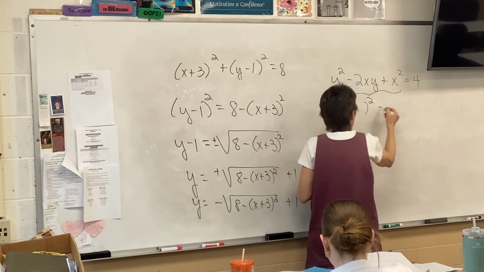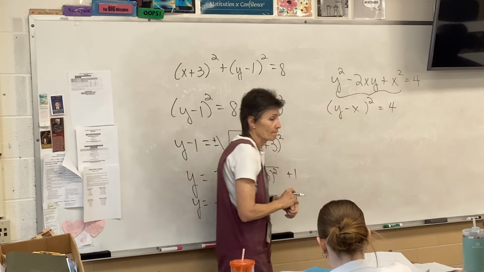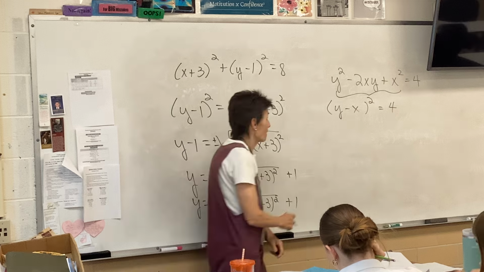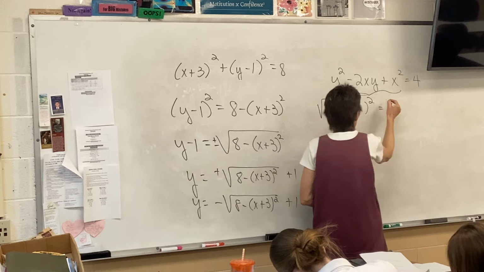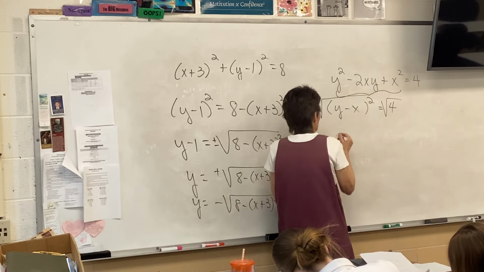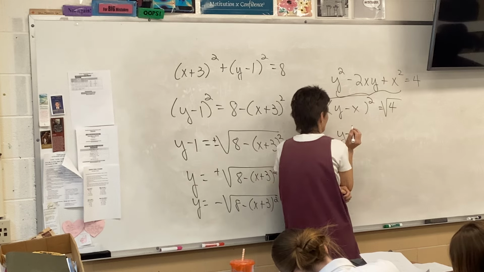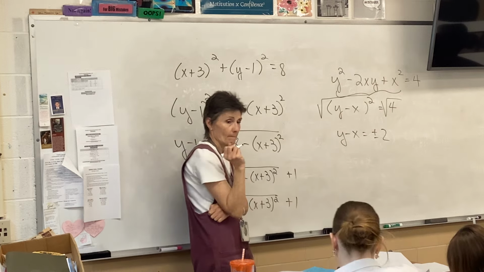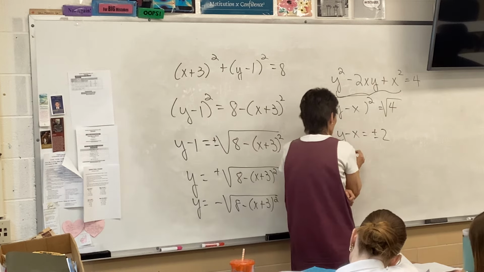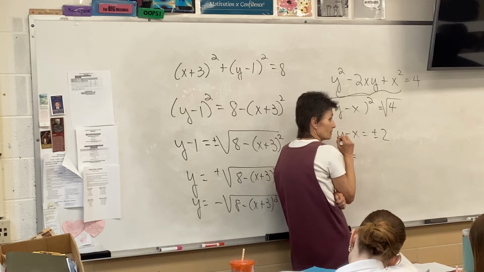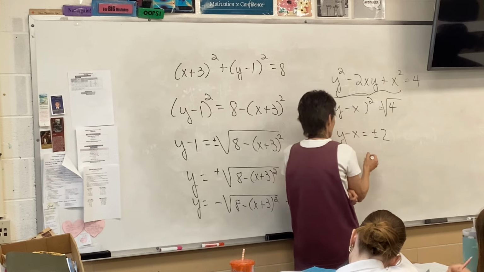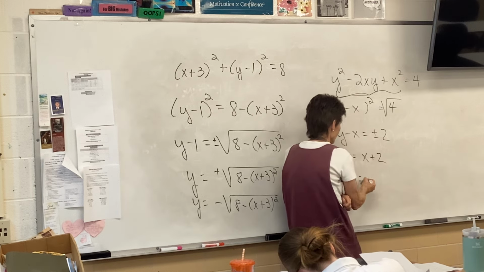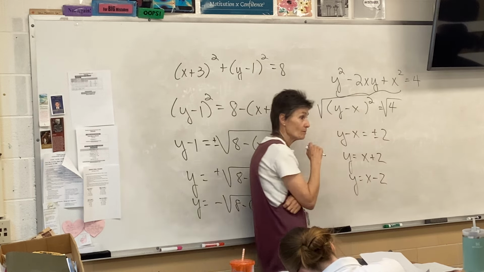Y minus x. Now, can we square root both sides? So y minus x equals plus or minus 2. So what are my implicit functions? Y equals x plus 2 and y equals x minus 2.